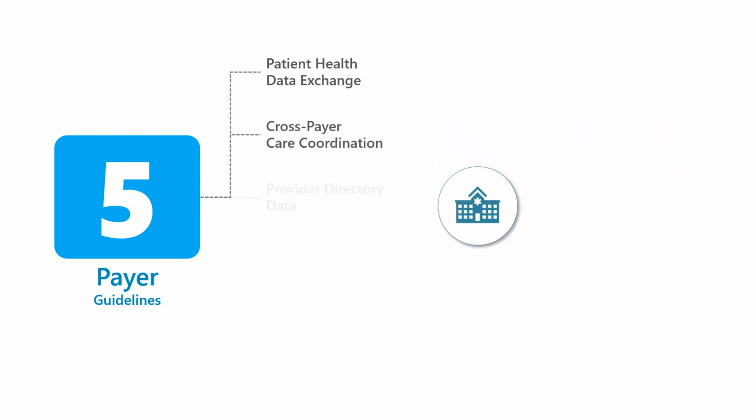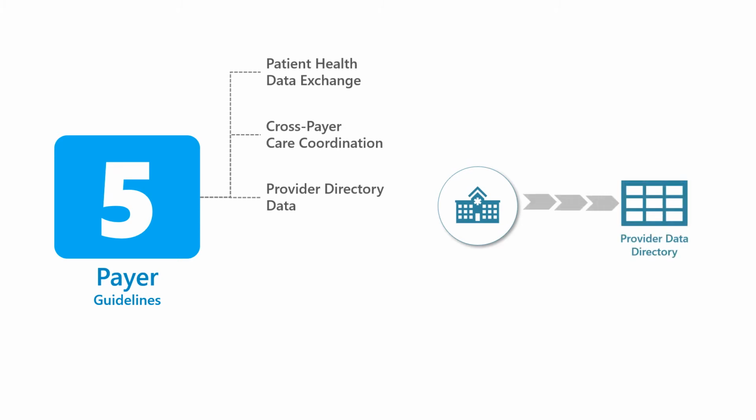The third guideline is around publishing of provider directory data with updated information within 30 business days. It asks for this to be done using open APIs. This allows members to access provider information easily using APIs and mobile applications.